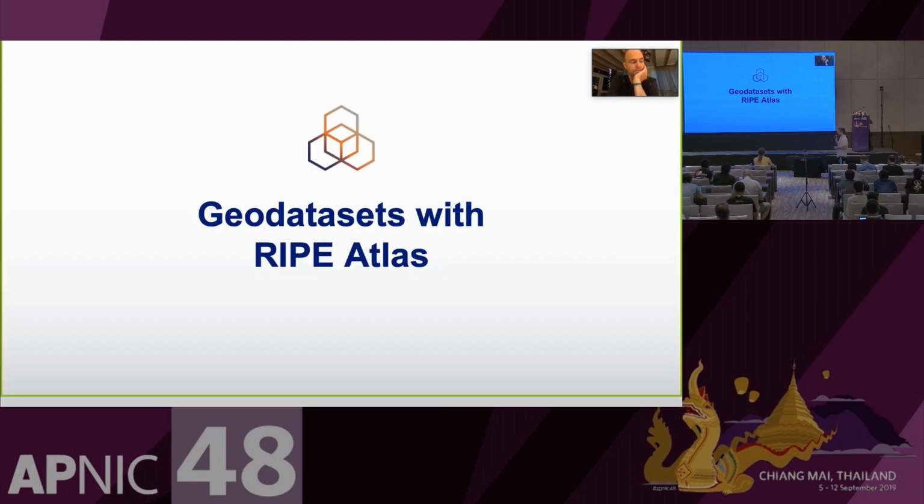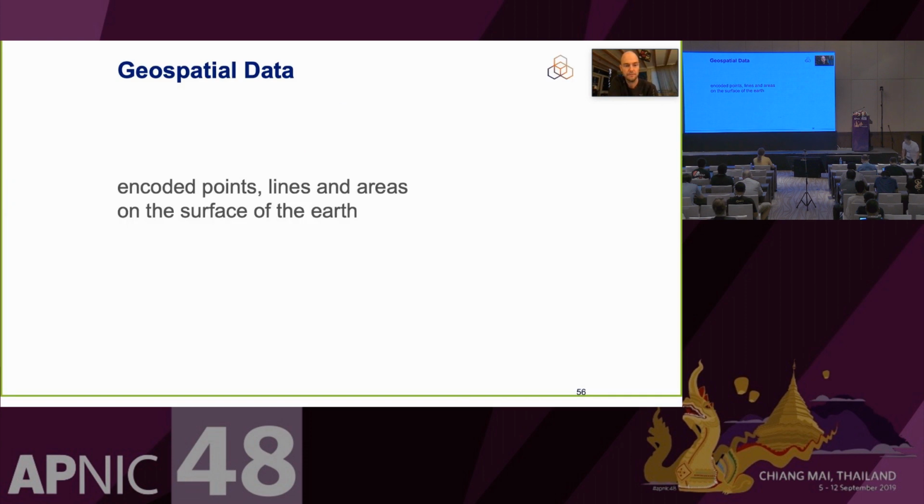Geodatasets with Atlas. Jasper, you just signal me when I should go to the next slide, okay? Yeah, I will. So geodatasets. First, I want to talk a bit about what geospatial datasets really are. Might sound really simple. Yeah, so normally we would say these are encoded points, lines, and areas on the surface of the Earth. That's not entirely true. There are also different types of geospatial datasets that are derived from satellite images, which are basically raster images, but that is completely outside of the scope of what we're trying to do here.